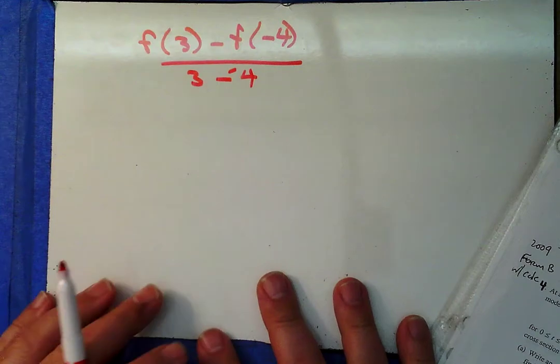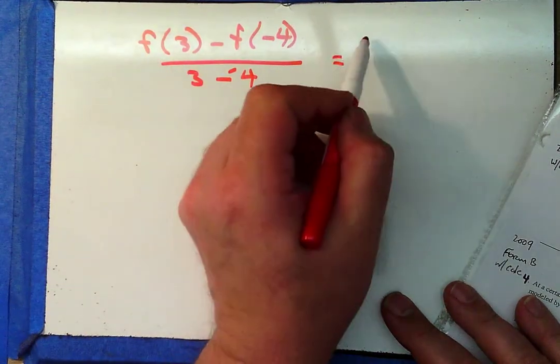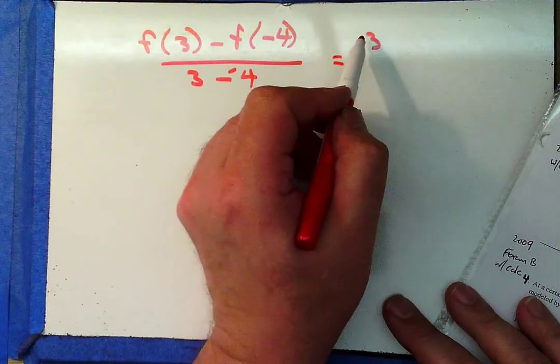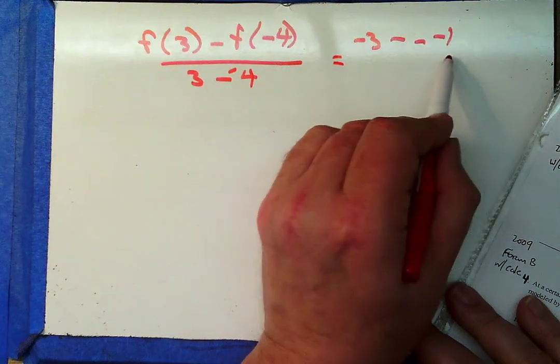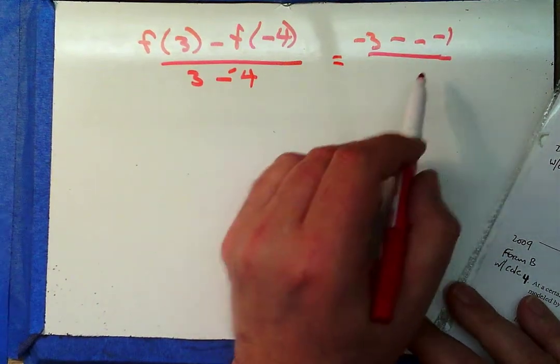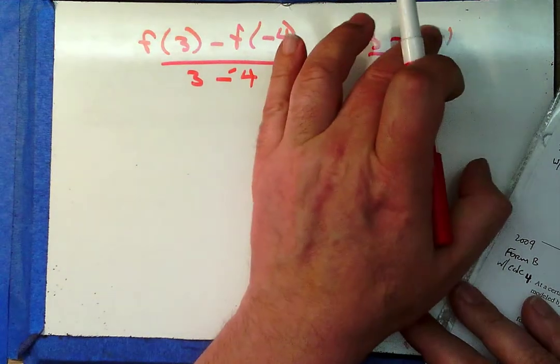Okay, so let's go about finding f of 3. F of 3 is a point on the graph. That's f of 3 is negative 3. F of negative 4 is negative 1. And I've got 7 on the bottom. So, too many minuses there.